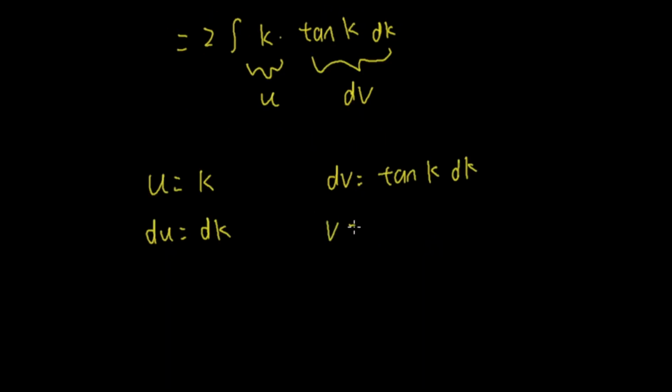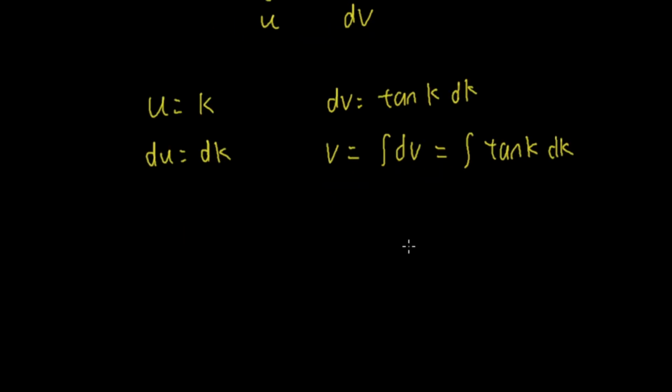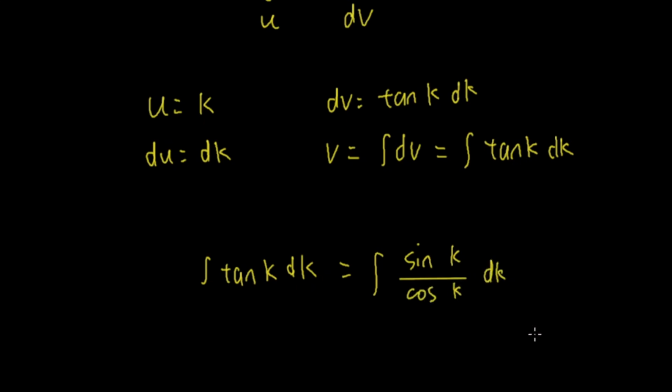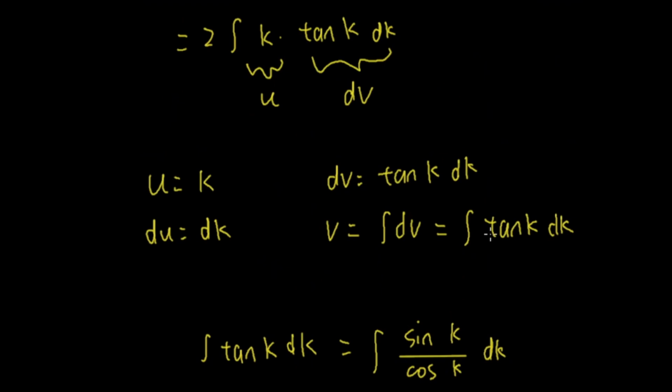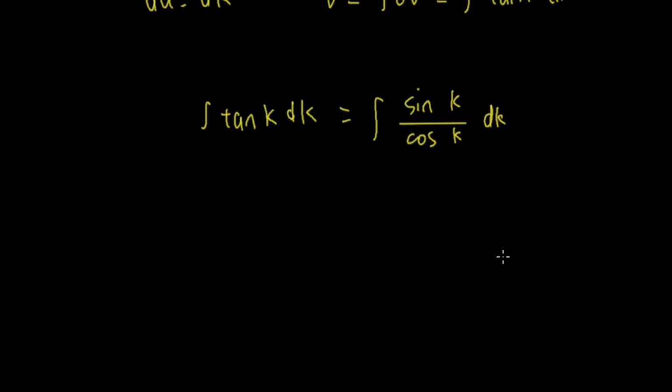Then v is equal to the antiderivative of dv, right? Integral dv, so the antiderivative of 10k dk. So now, how do we find the antiderivative of 10k dk? That's the same as the integral of sine k over cosine k. Now, with this, I can use the u substitution method. But since I use the letter u here in the integration by parts, I'm going to use a different letter.